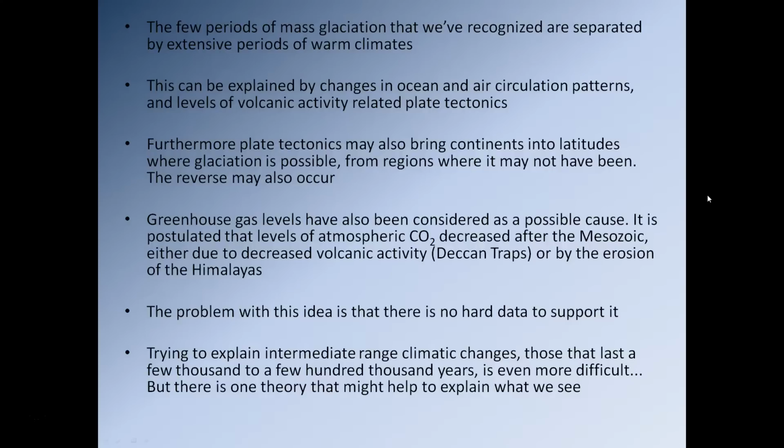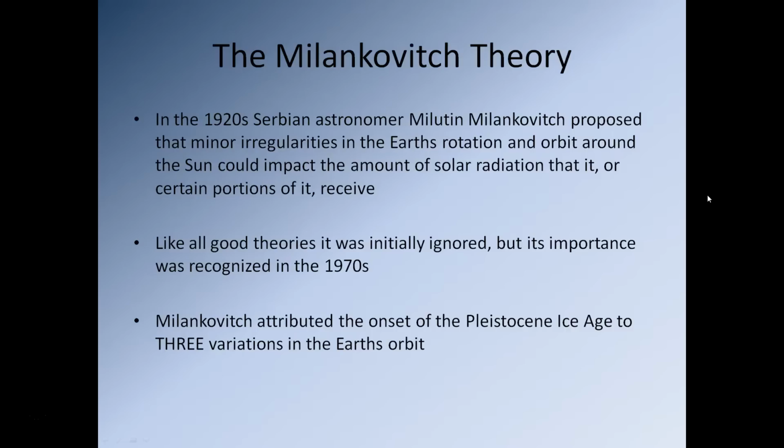That's very, very big, very, very long-term variables. So then we also have to try and explain the intermediate and short-range climatic changes. And those last a few thousand years to a few 100,000 years. And that's even more difficult because there's just so many variables. However, there is one main theory that helps to explain what's going on on these intermediate to short timescales.